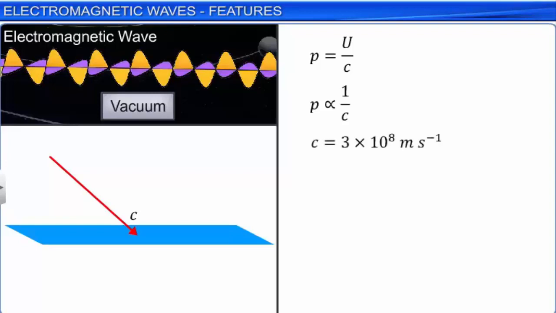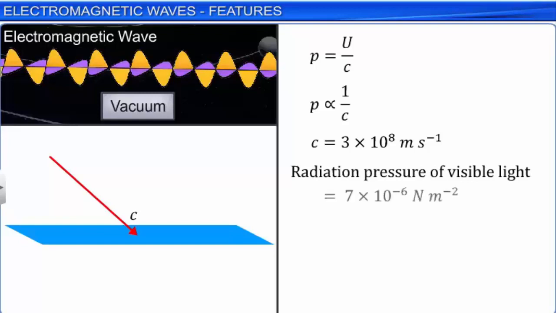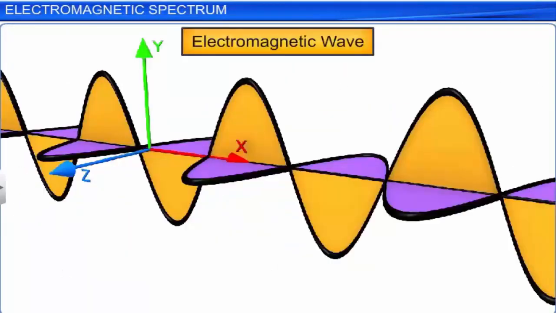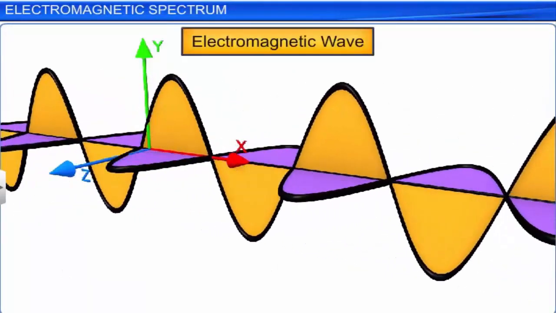The radiation pressure exerted by the visible light is determined by calculating the momentum using the formula P is equal to U by C. The radiation pressure of visible light is in the order of 7 into 10 power minus 6 Newton per meter square. Different types of electromagnetic waves that carry energy and momentum are useful in various applications, which we will discuss in the other module. There are different kinds of electromagnetic waves in nature.